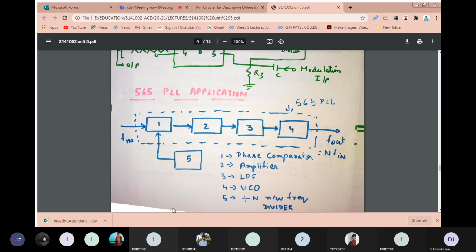The dashed overall system is the 565 PLL. So this is the block diagram of the same. Once you have drawn the block diagram, please let me know so that I can proceed further.